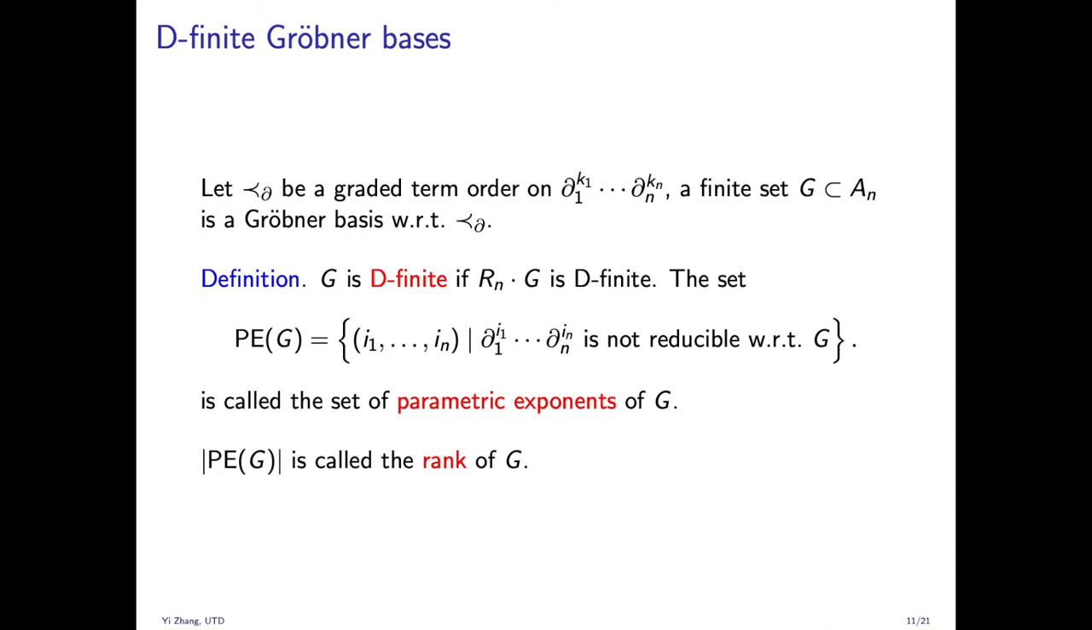For instance, the ring of formal power series. In this case, we are not talking about the leading exponent. We are talking about the lowest exponent. And in this case, it's not necessarily finitely generated for the left ideal. The parametric exponent corresponds to the standard monomial in the commutative case.